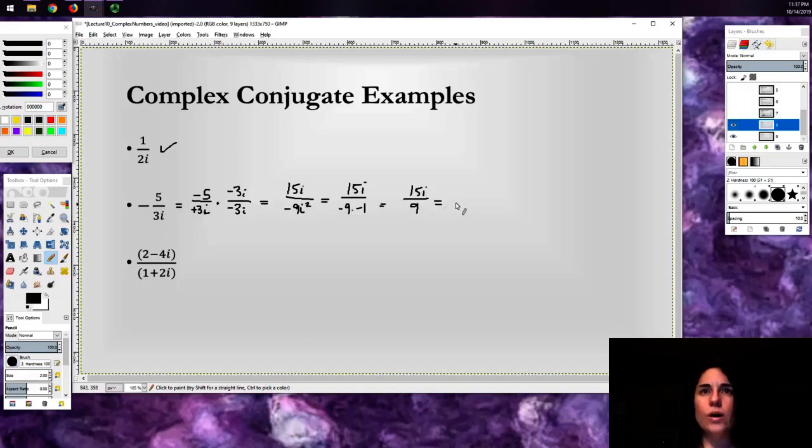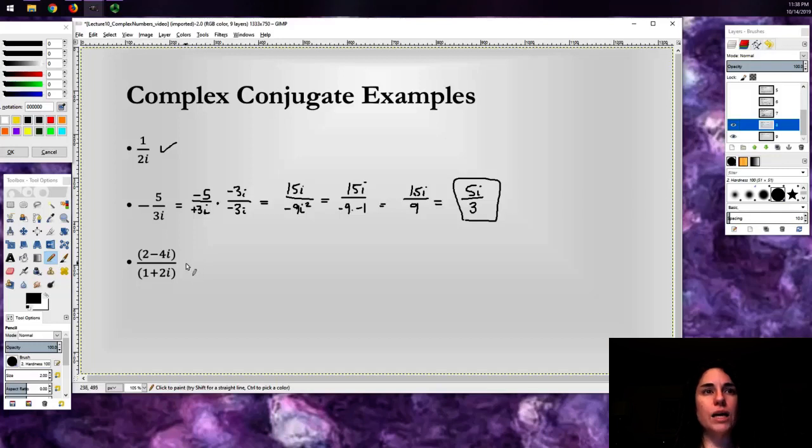Let's reduce this one more step. I can divide the top and bottom by 3. So we get 5i over 3, and that's the final answer. Notice that the initial term was negative and this one's positive. Very interesting. That's all right. That's just how that works sometimes.